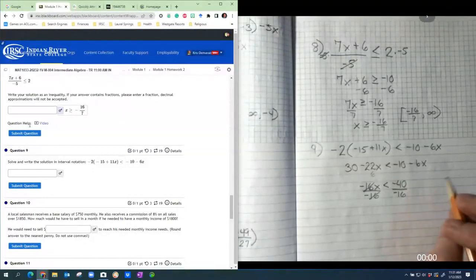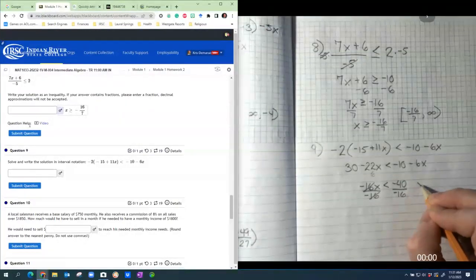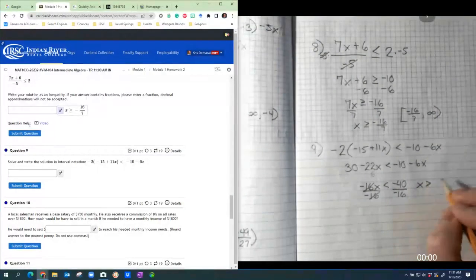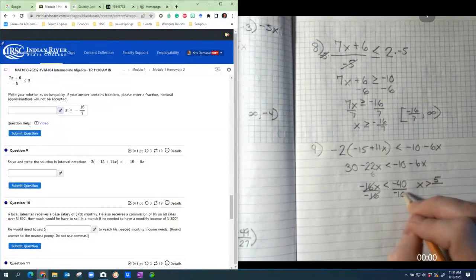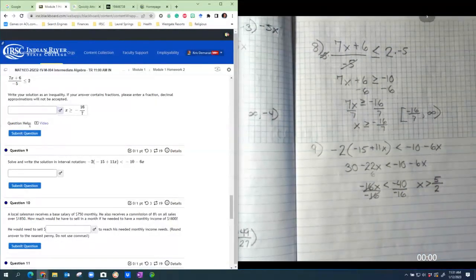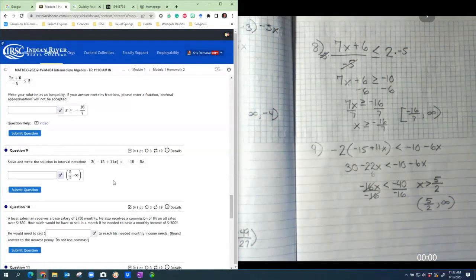No, it's 8. 8 can go into both those values. Sorry. So that's going to be positive, and 8 goes into 40, 8 goes into 16. So I have my answer of 5/2. Now, reading the instructions, it says solve and write in interval notation. So since it's pointing to the right, I'm going to put parentheses, 5/2, and then an infinity sign. Okay, and there's our answer.